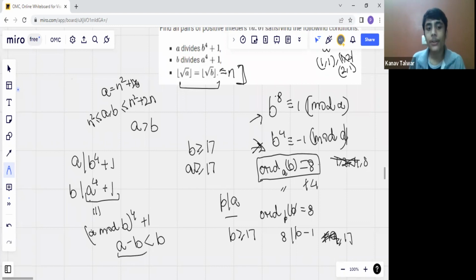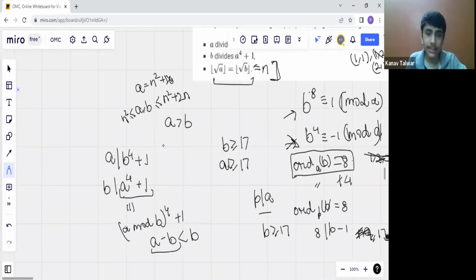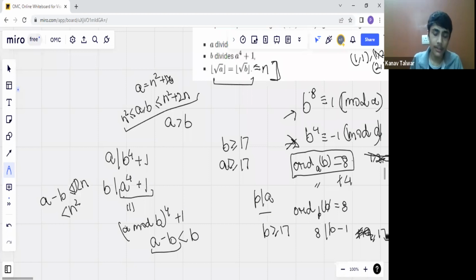Hi, people, I'm back. So, can we say that A modulo B is A minus B? Is this part clear, or did I go way too fast? If it's not, I'll explain it again. We have A and B between N squared and N squared plus 2N. So the difference A minus B is at most 2N, which is less than N squared, which is at most B, right? Is this fine?